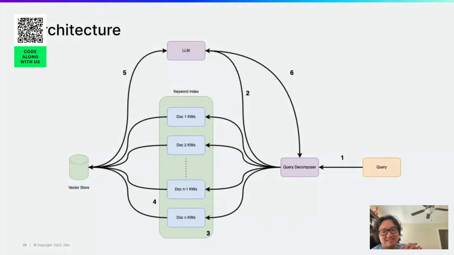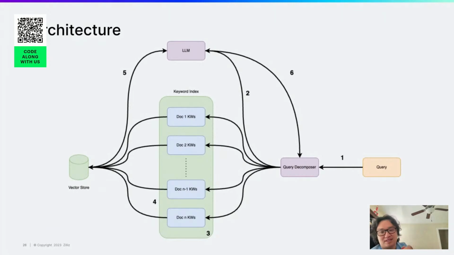So what we're going to build is this multi-document querying architecture. What's going to happen is you take your query, and it decomposes your query into multiple queries, using the LLM. Then it sends this back, and it looks first into an index that is a keyword index.